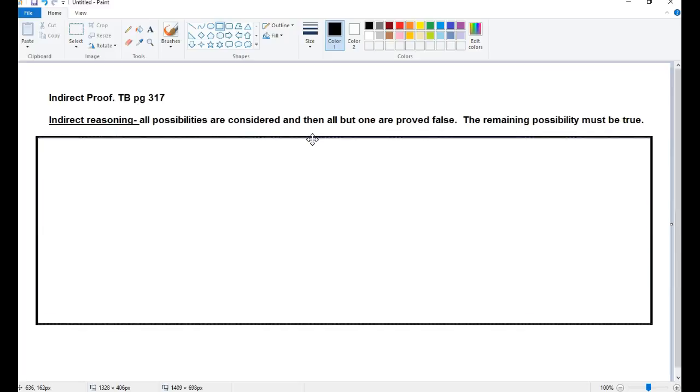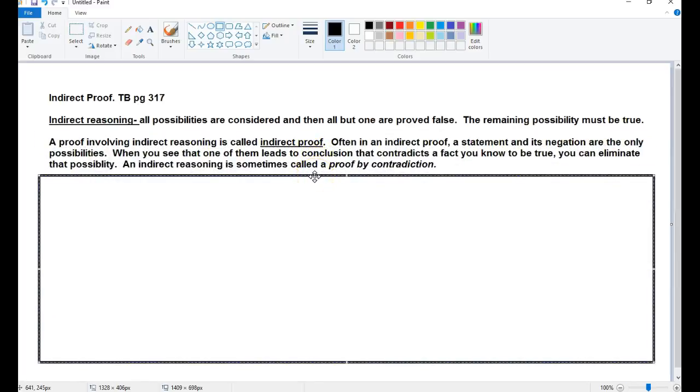Proof using indirect reasoning is usually called indirect proof. Often you're going to have a statement and its negation, which is also its opposite, as the only possibilities. When one of them leads to a conclusion that contradicts something you know to be true, something that's in the given, you can eliminate that possibility. Since you're going from a contradiction, an indirect proof is sometimes called a proof by contradiction.